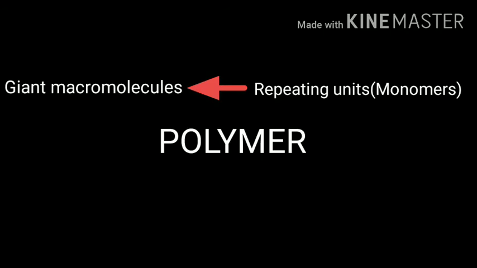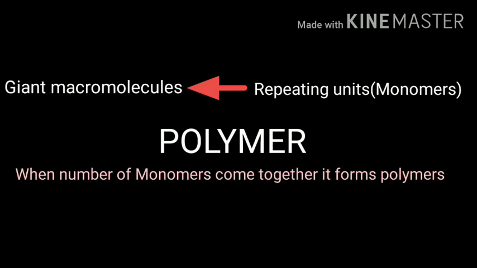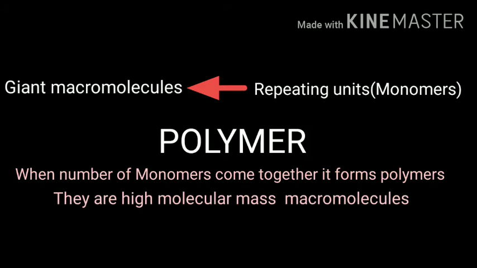The word polymer is derived from a Greek word poly, which means many, and mer stands for part or unit. So polymer stands for many parts. So when a number of monomers come together, it forms polymer. Polymers are high molecular mass macromolecules. There are organic as well as inorganic polymers. In this chapter, we are going to study about organic polymers. Also, we will be dealing with man-made organic polymers in terms of their types, preparation and applications.